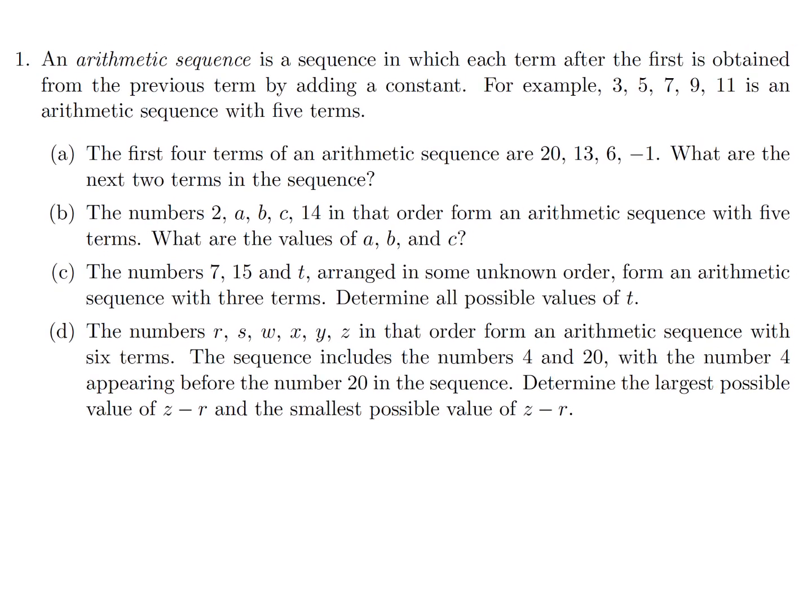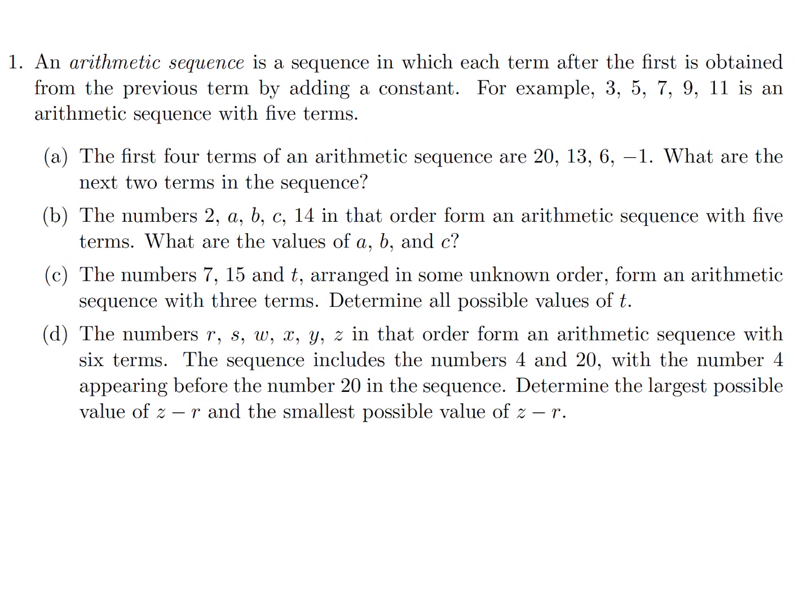So the common difference here, if we look at this, looks like minus 7, because that's minus 7, that's minus 7, and so on. So the next term will be another negative 7, so that's going to be negative 8, and subtract another 7 to get negative 15. So negative 8 and negative 15 are the next 2 terms.